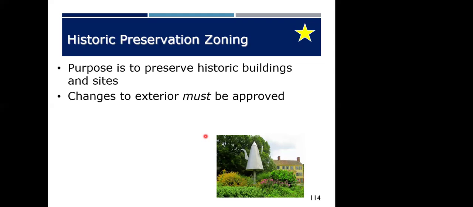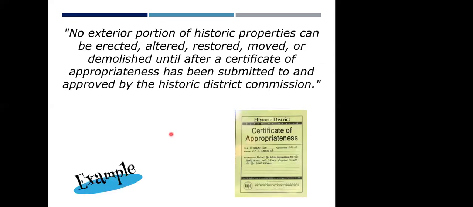If you want to make a change, you have to go through the board. You have to ultimately obtain a certificate of appropriateness. The certificate of appropriateness may say something along the lines of no exterior portion of historic properties can be erected, altered, restored, moved, or demolished until that certificate of appropriateness has been submitted to and approved by the Historic District Commission. So if you want to change your siding or your yard work, things like that, it's got to get approved. You have to get this certificate from your local Historic District Commission.